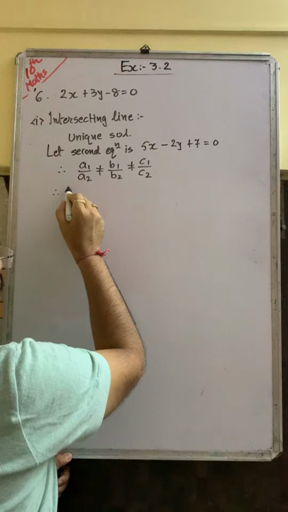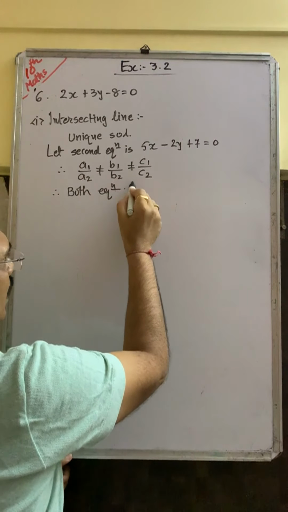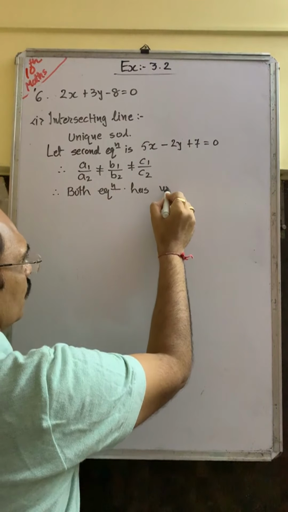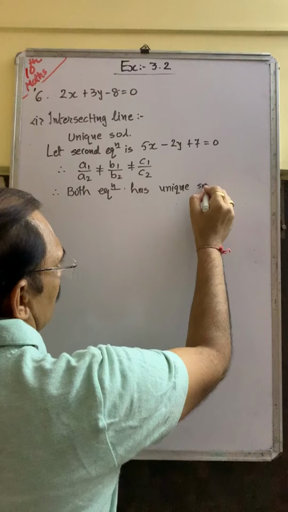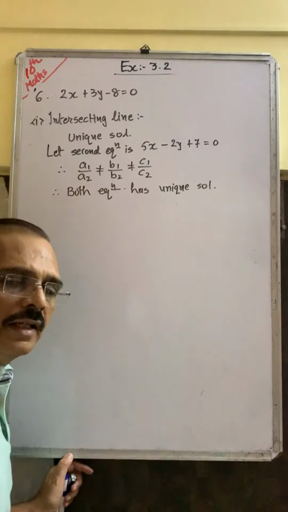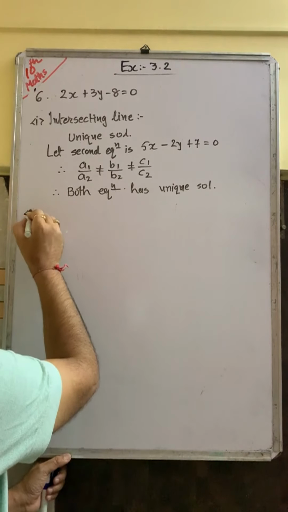Therefore, we can say that both the equations have a unique solution and the lines are intersecting lines. Okay.